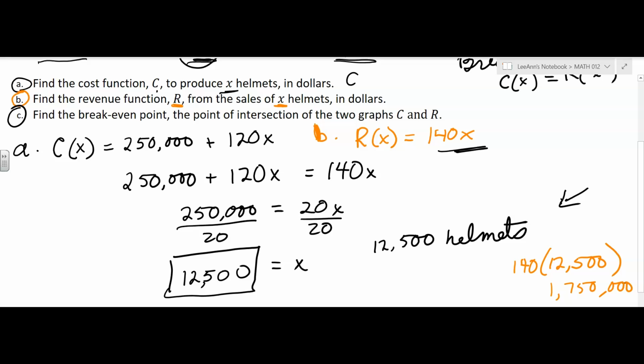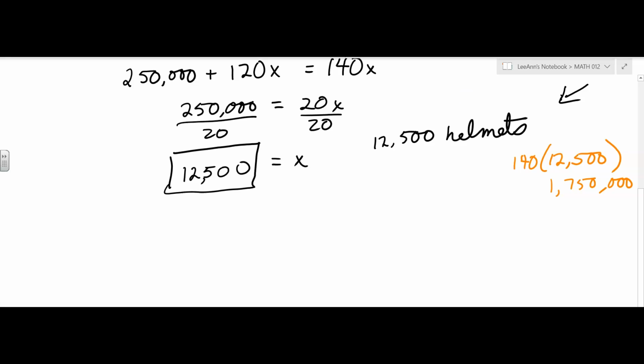Let me scroll up. So when you say break-even point, we're going to sell 12,500 helmets, and we're going to be pulling in $1,750,000. Now, I say pulling in, but it's also what we're paying for too. So that's why it's a break-even point. This is how much money we're spending, but it's also how much money we're bringing in. The important thing is really how many helmets it is. So I'm going to stop it at that.